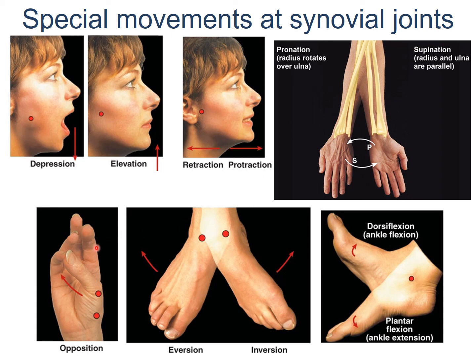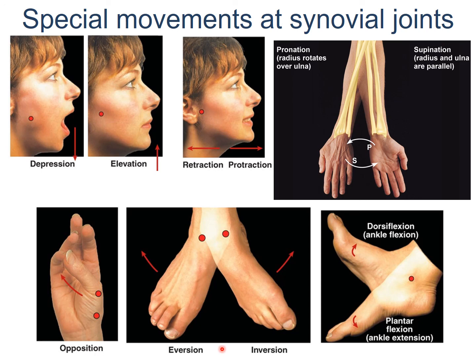For opposition, if you take your thumb and touch the tip of any of your other fingers, here's the pinky, but it's the same idea for the ring finger, middle finger, and index finger, that movement is an opposition. It doesn't have another term that it pairs with. It's its own movement, okay?